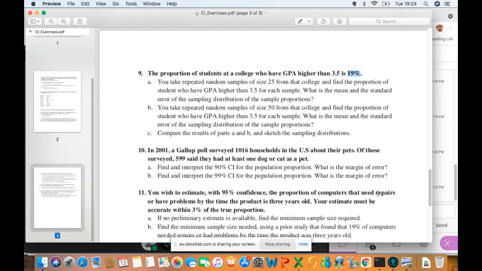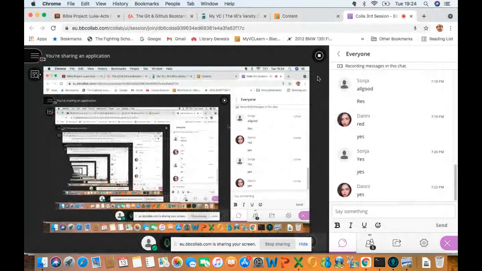So if I go back to the whiteboard, let me stop sharing that with you. Whiteboard. Okay, so your pi is 19%. Or you can write 0.19, it's the same thing.